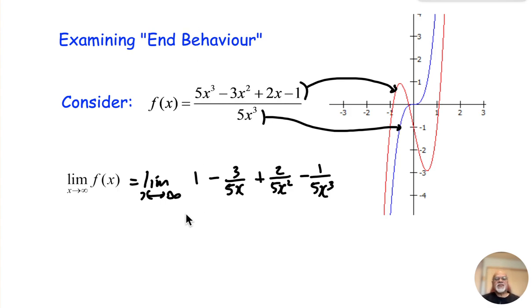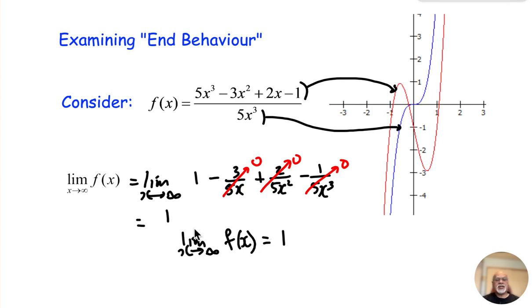Now, as x goes to infinity, i.e. getting very large, these terms are not going to be of any consequence. And so all of these things go to 0. And so we end up getting that this limit is just equal to 1. And so we say the limit as x approaches infinity of f of x is equal to 1. You can do it as x goes to negative infinity, and the same thing happens. It'll still be equal to 1.